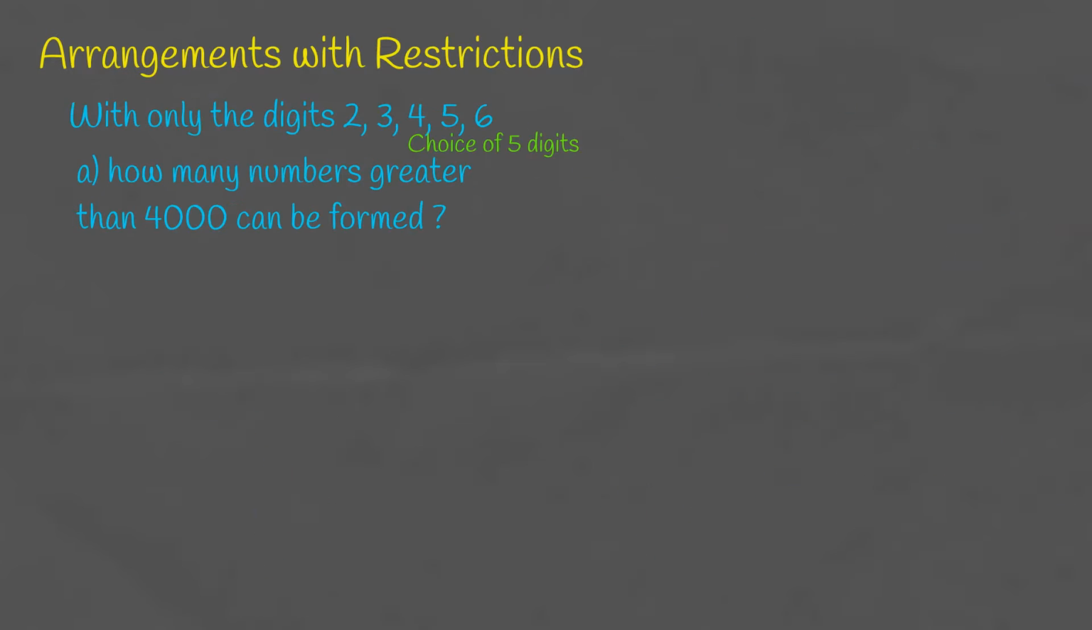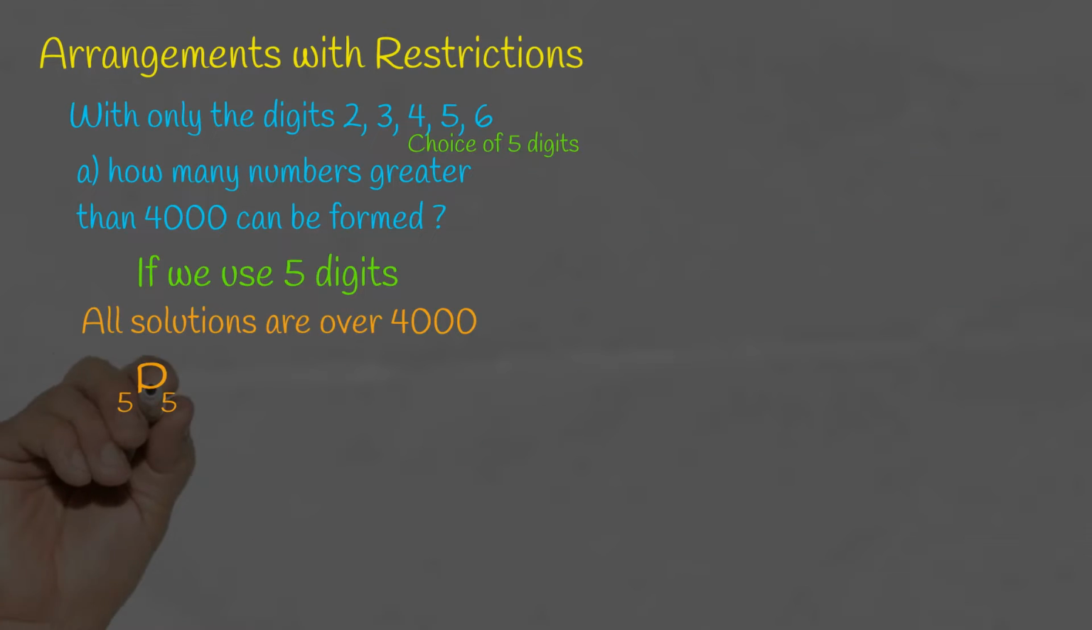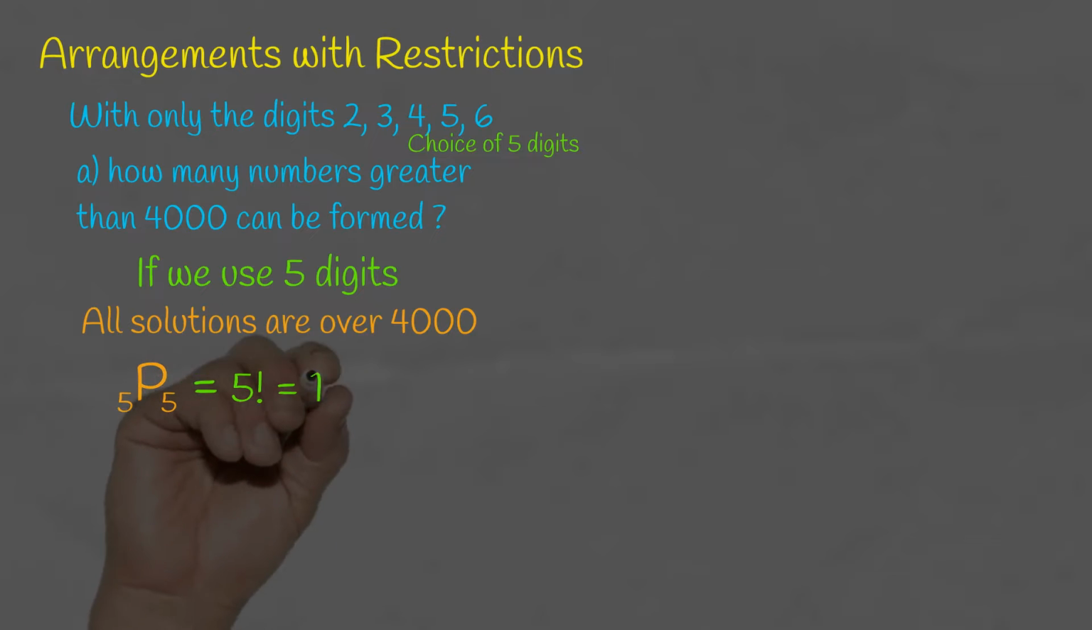In the next question, we're asked, if we only have the digits 2, 3, 4, 5, and 6, how many numbers can we make that are greater than 4,000? Well, if we use 5 digits, all of the solutions are going to be over 4,000. And this is the same as writing 5P5 or 5 factorial. And there's 120 different answers.